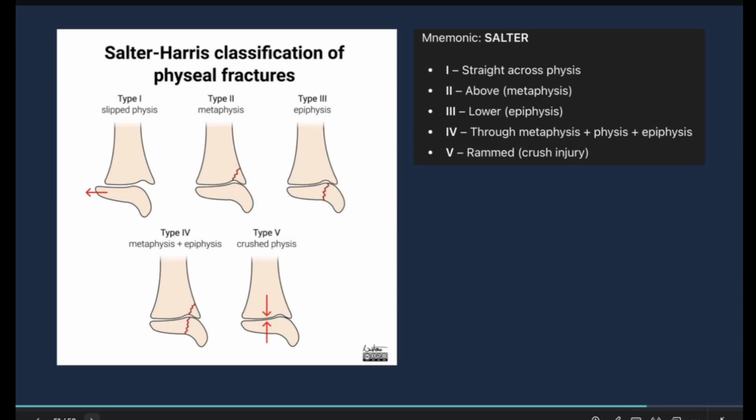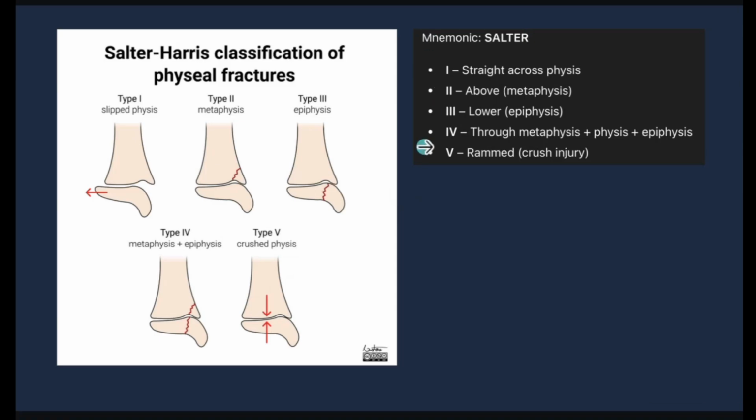So if the physes are fused, then the Salter-Harris classification doesn't work. Then you classify them as an adult kind of injury. So it's just because the physis is very, very important in pediatrics. That is why physeal injuries are quite interesting. Yes, thank you very much. We'll go back to you. And yes, so try to remember this mnemonic when you revise.